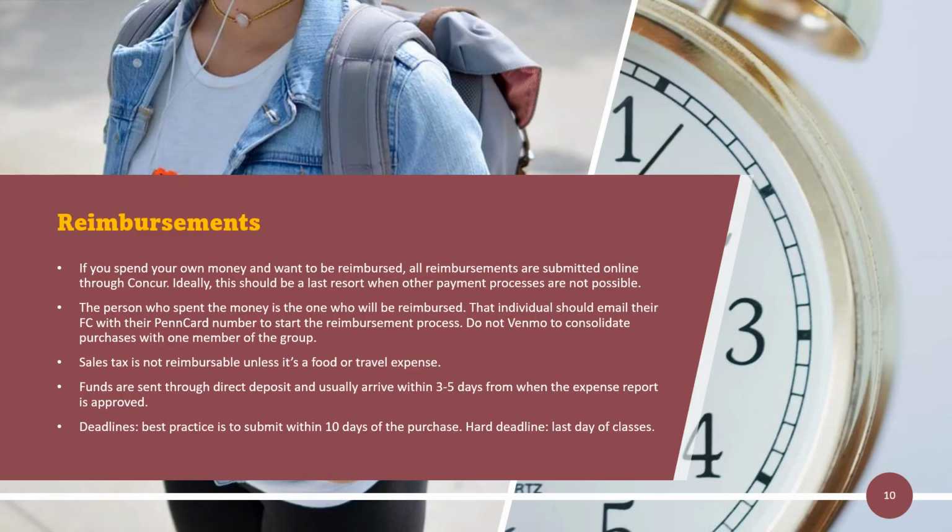Reimbursements. If you spend your own money and want to be reimbursed, all reimbursements are submitted online through Concur. Ideally, this should be a last resort when other payment processes are not possible. The person who spent the money is the one who will be reimbursed. That individual should email their financial coordinator with their Penn ID number to start the reimbursement process. Do not Venmo to consolidate purchases with one member of the group.